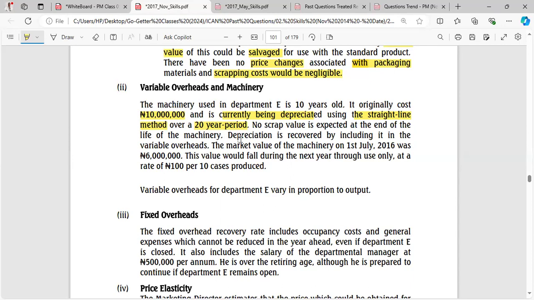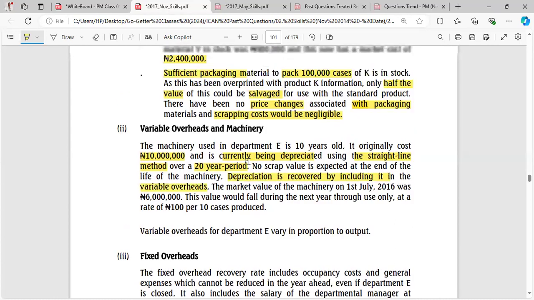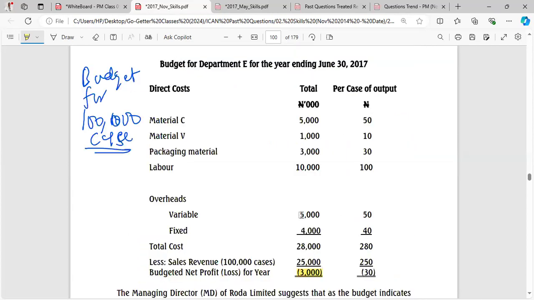cash. We learned about relevant cost that depreciation is a fixed cost, or depreciation does not involve outflow. It's not relevant. But see what they said here: depreciation is recovered by including it in the variable overheads. So what it means here is that this variable overhead per case already has depreciation in it.